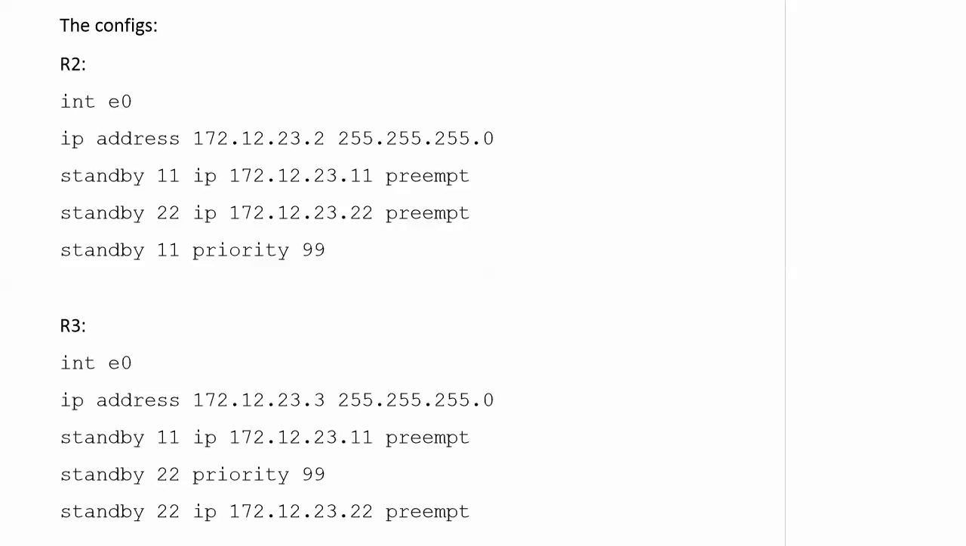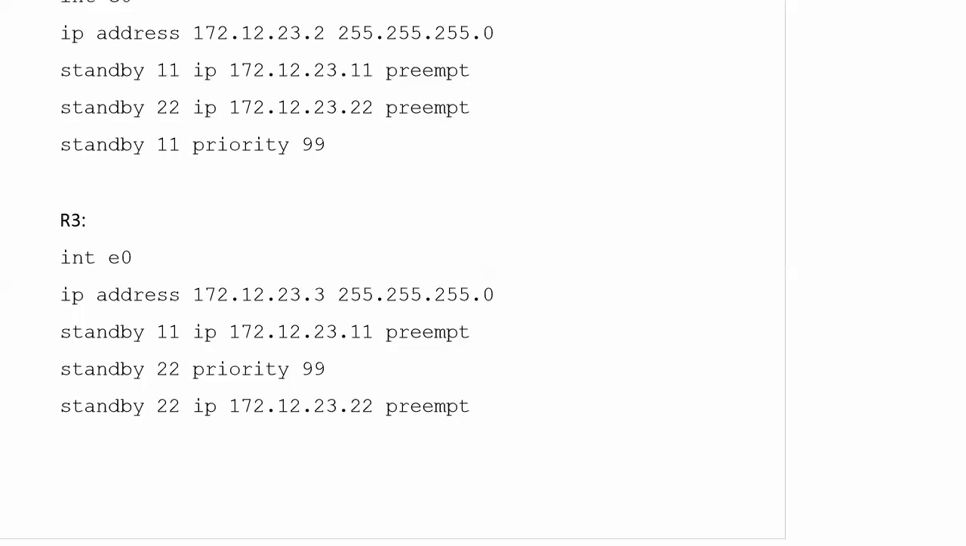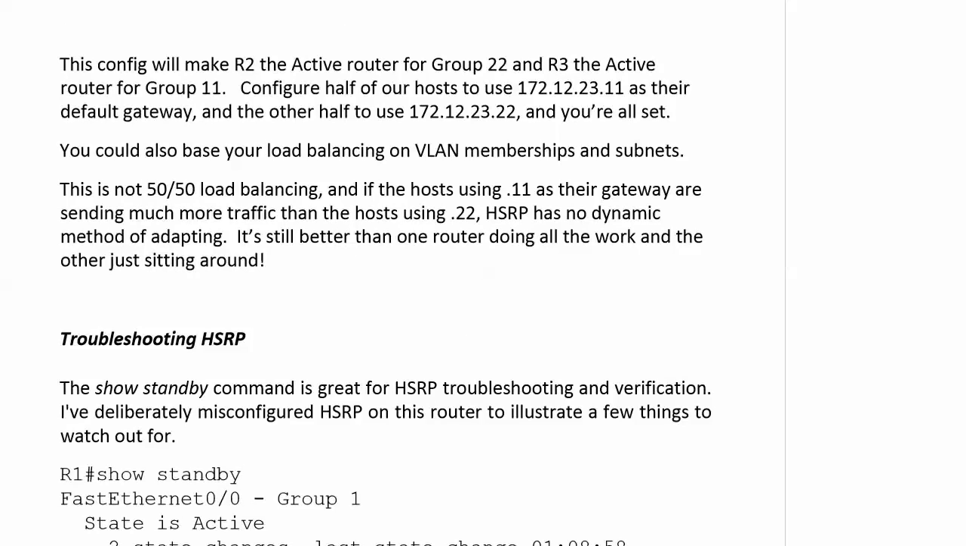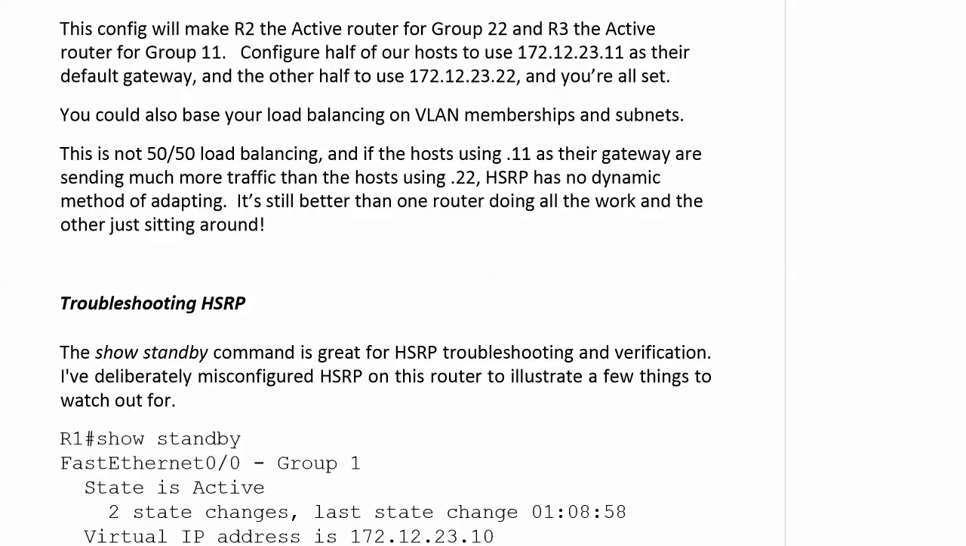So it's going to be one less, of course, than router 2's. Router 2 will become the active for group 22. Now, if you're thinking, okay, that's all fine and swell, but that seems a little bit convoluted, I'm not going to lie to you, you're right. And while you could also base your load balancing on VLAN memberships and subnets, there are a couple of different approaches you could use here.